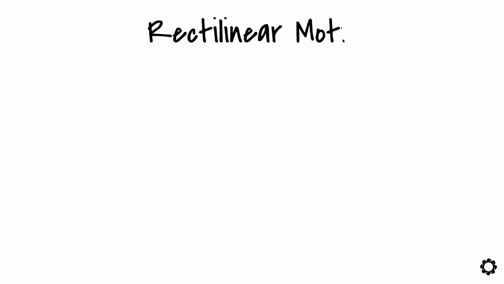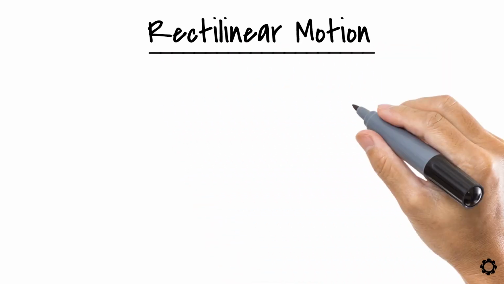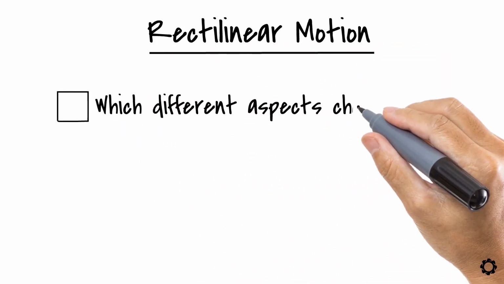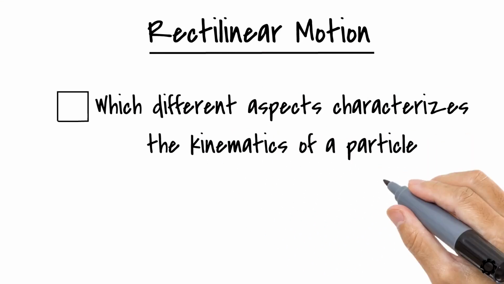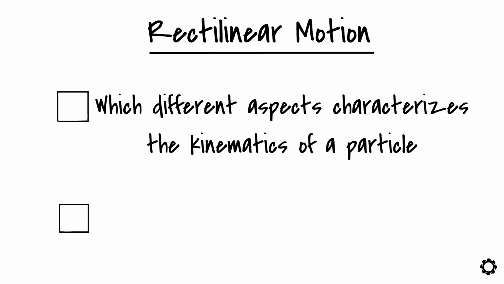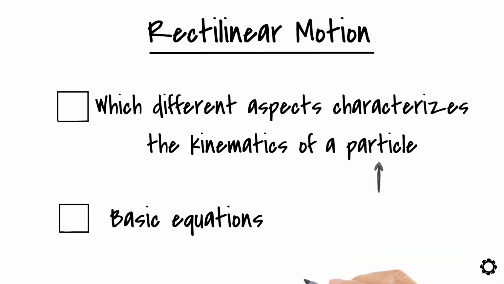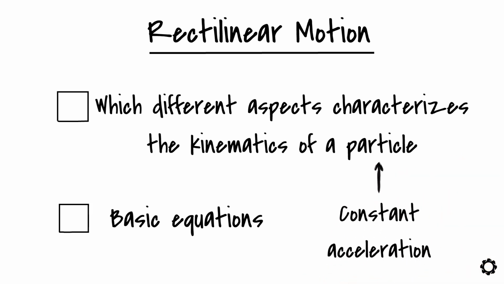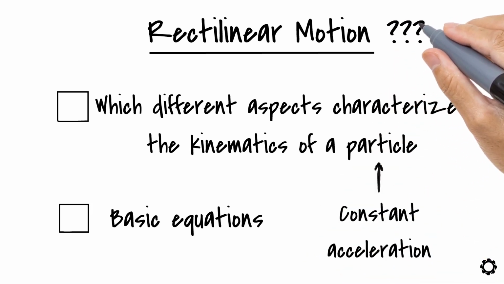In this video, we'll learn the definition of rectilinear motion and which different aspects characterize the kinematics of a particle. We will also get familiar with some of the basic equations for cases in which the particle is experiencing constant acceleration. Let's get started. So what is meant by rectilinear motion of a particle?